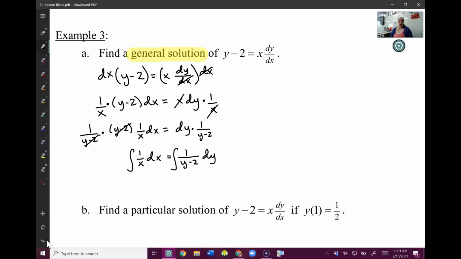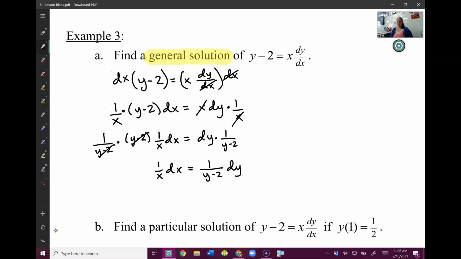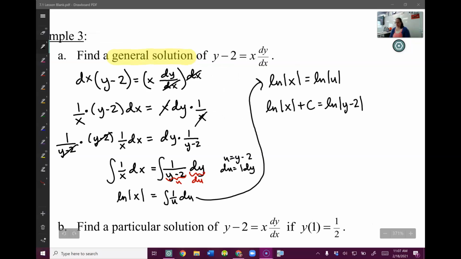Okay, I want you to pause the video, try doing the integration on both sides on your own, and then come back and see how you did. Okay, here's what I got.